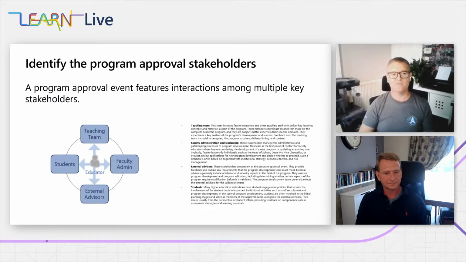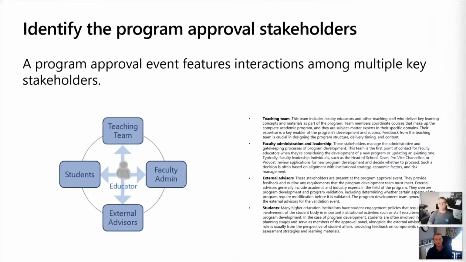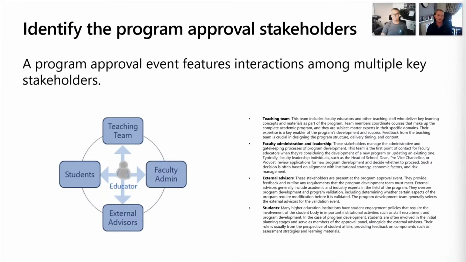So if we talk about the actual program approval stakeholders, Derek, can you talk us through who these key 4 stakeholders are? Yeah, so I think it's good to start off with that. Generally, these stakeholders could be generalised, not just in the UK context of higher education or further education, but also in a global context. The programme approval process is very similar in any institution across the world.